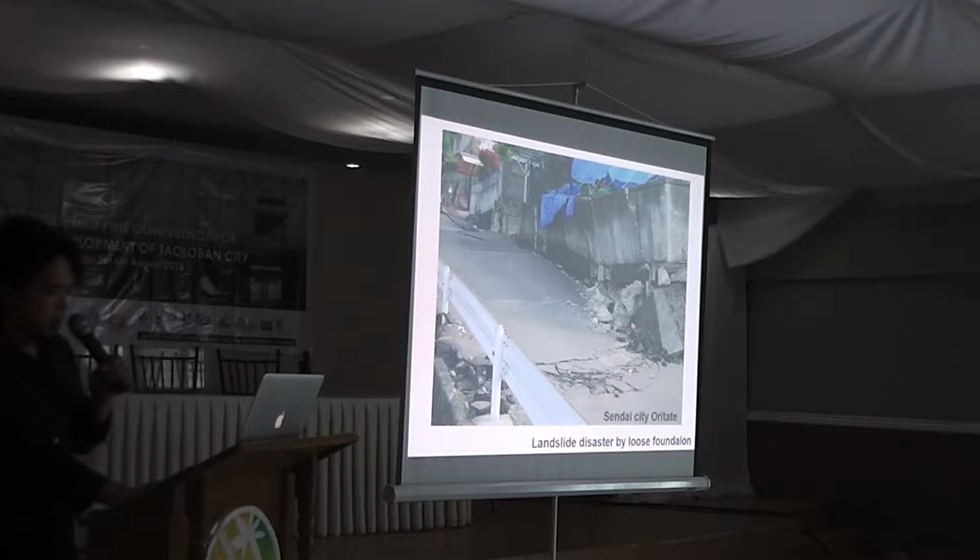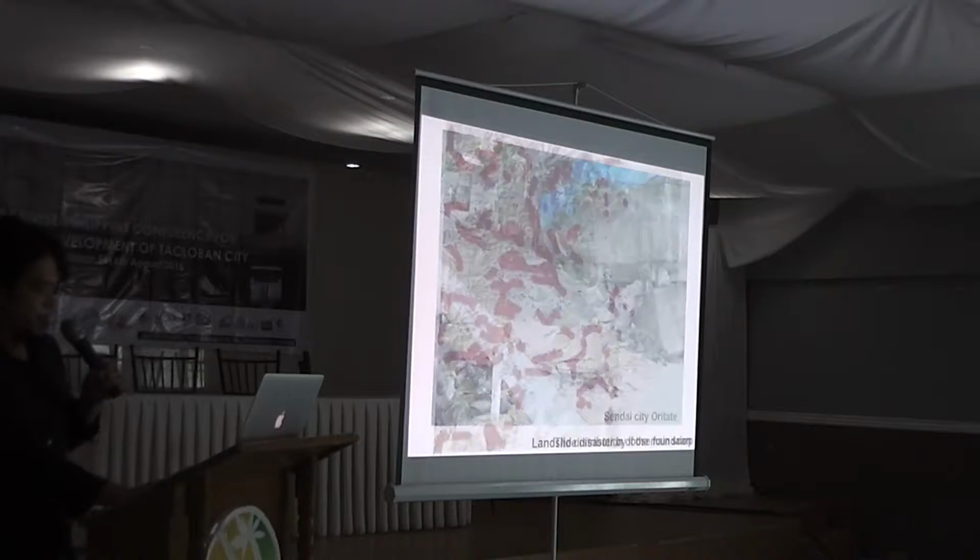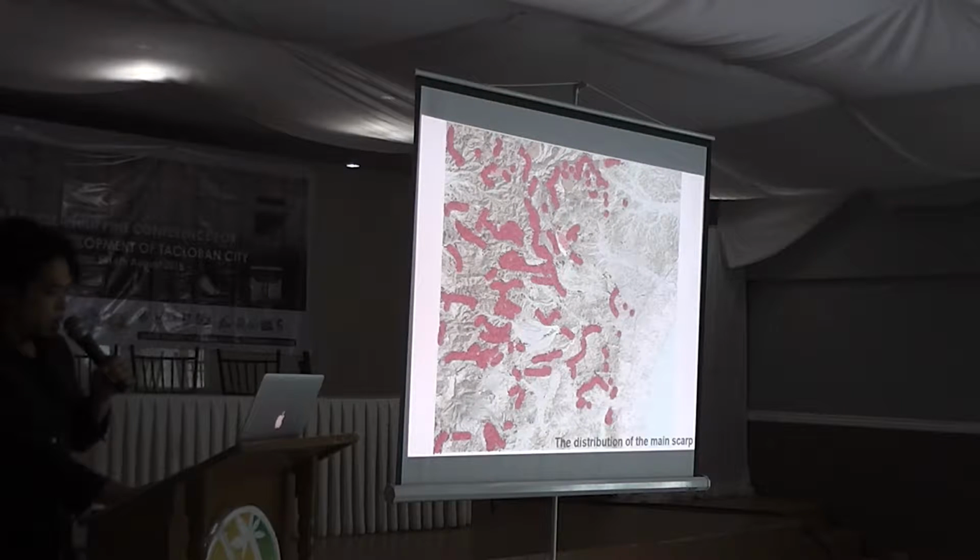This is a photo of the collapse of Belgrade. This is a location map of landslide in Sendai, in Japan.